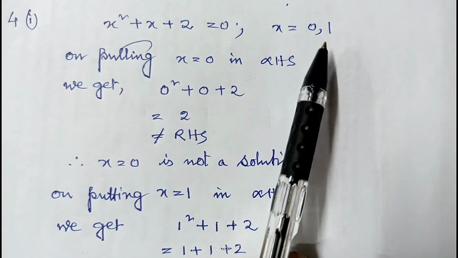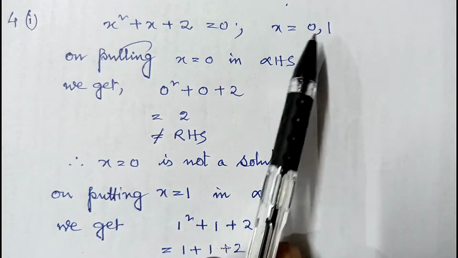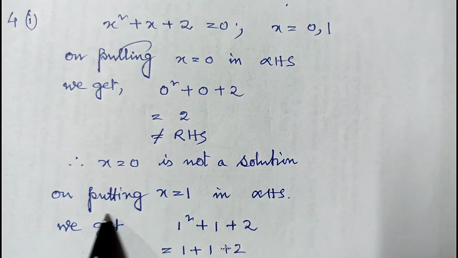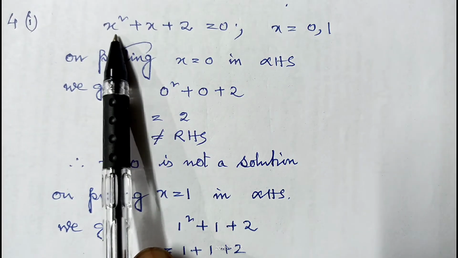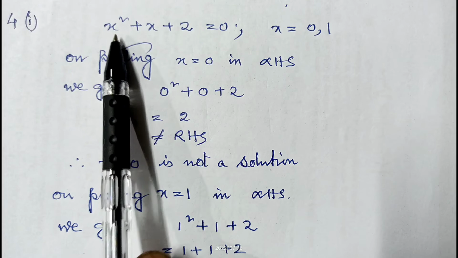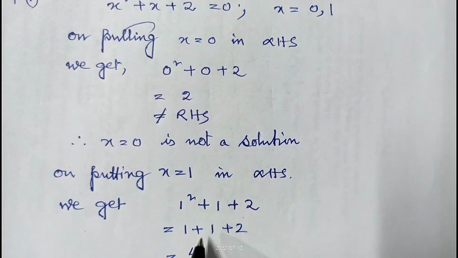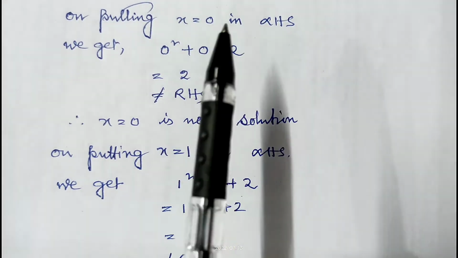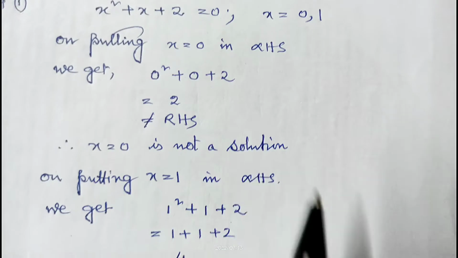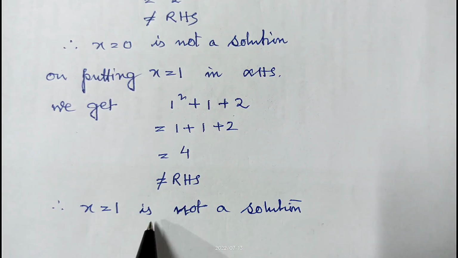Now we have to check whether 1 is a solution or not. Just like this, we have to replace x by 1. So we'll write, on putting x = 1 in the left hand side, instead of x we are replacing by 1. It will be 1² + 1 + 2. 1² is 1, plus 1 plus 2. 2 plus 1, 3. 3 plus 1, 4. But in the right hand side, in the question it is given 0. So it is not equal to the right hand side. Therefore x = 1 is also not a solution of the given equation.